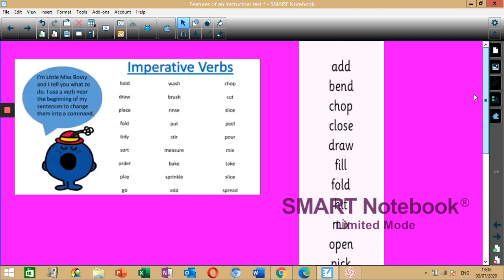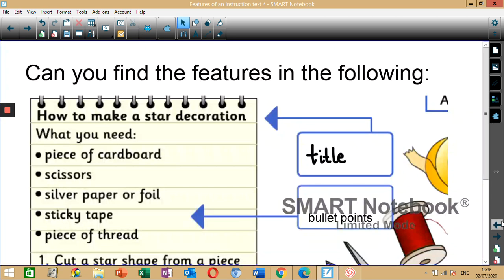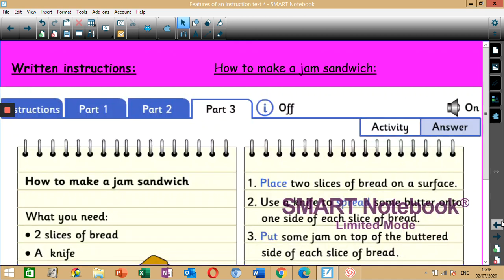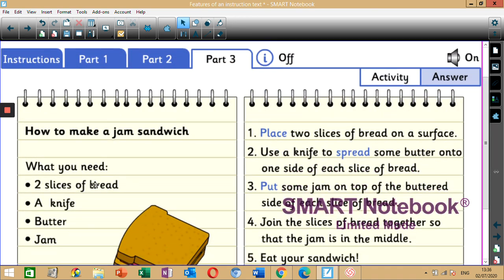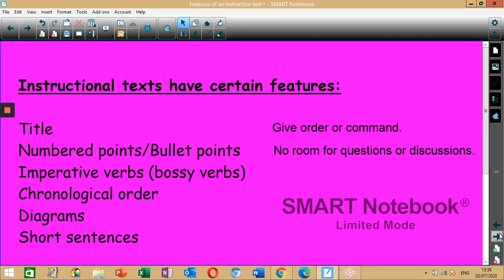So don't forget, in your instructions first, you need a title and you need to write down what you need. So let's take a look at the jam. So for example, how to make a jam salad, what you need, and they told us what ingredients we needed. So for your magic shoes, when you write what you need, write down the materials that you need to use to make your magic shoes. It could be leather, it could be string. Get creative, because remember this is also creative writing.